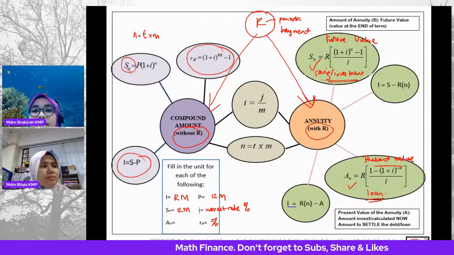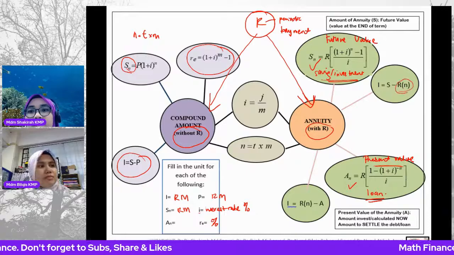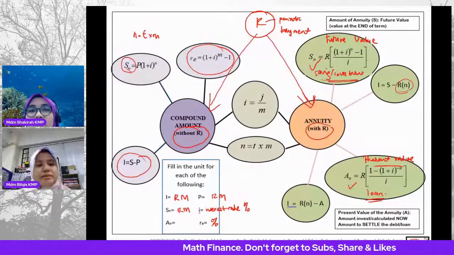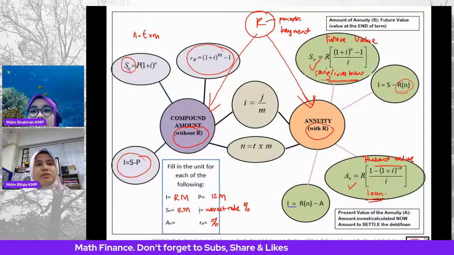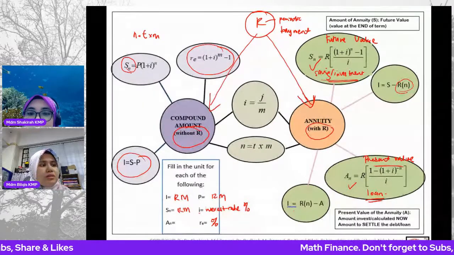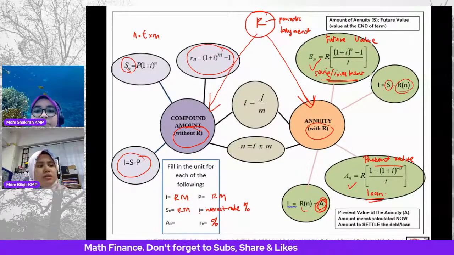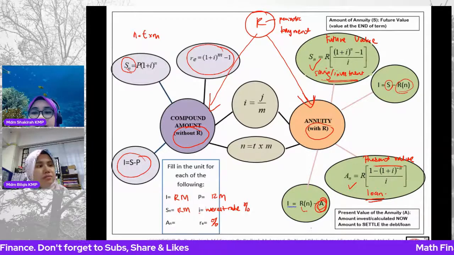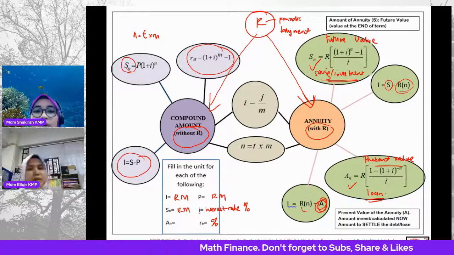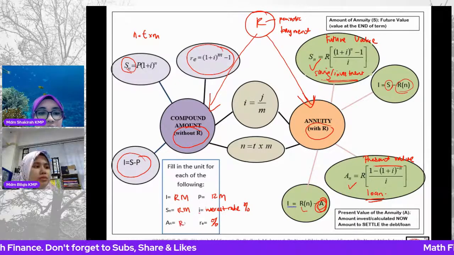And then what else do we have here? We have I equals S minus Rn. It means your periodic payment times how many times you do the payment. And then this is for future and this is for present. Because of the A here, I equals Rn minus A. Please analyze the formula so that you understand what you do and what you are calculating. So here for An is Rn.